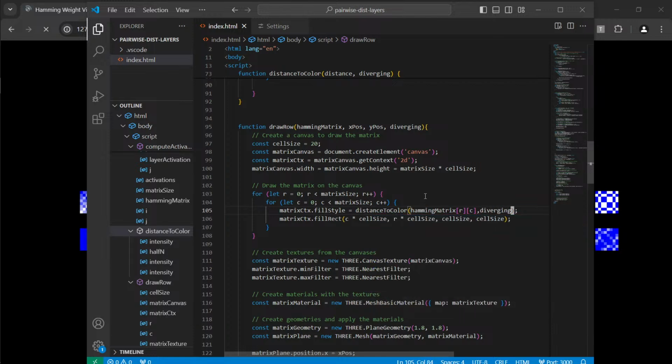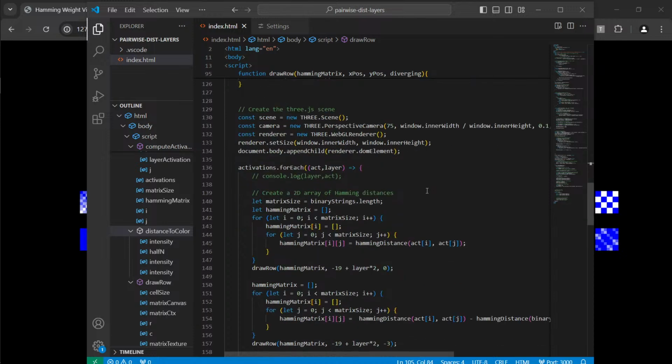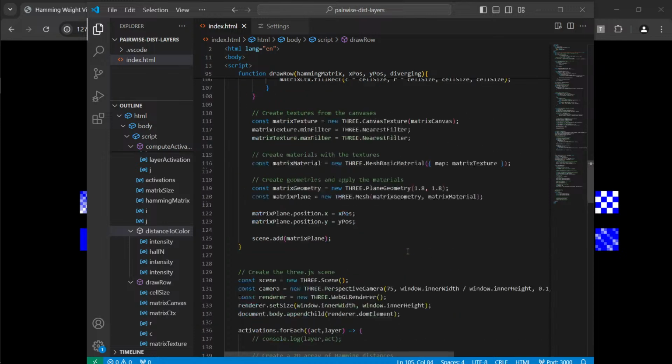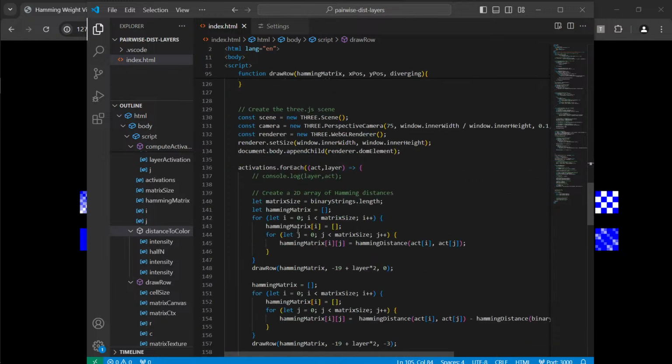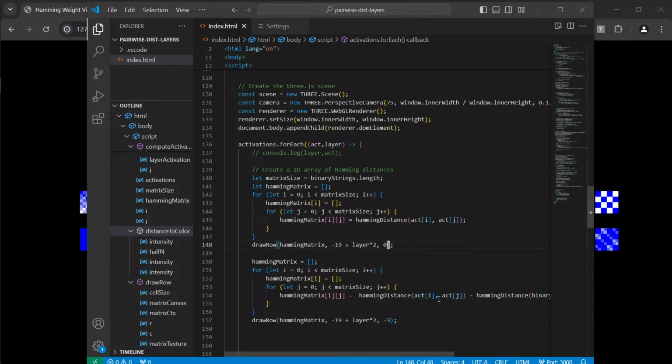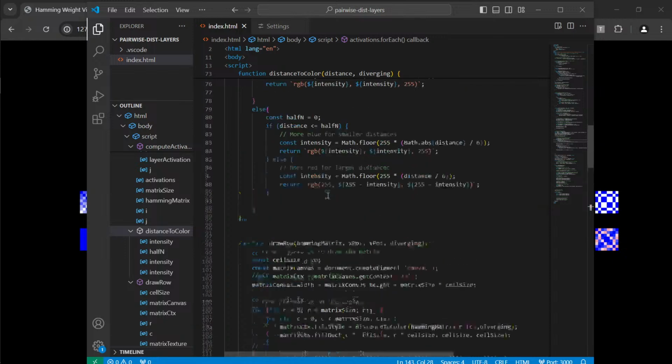Divergent. And then where are we even calling that? Sorry, where are we calling that? Draw row. Okay. So the raw hemidistances are not diverging. So that's false. And then the other ones are diverging. True. This is terrible.